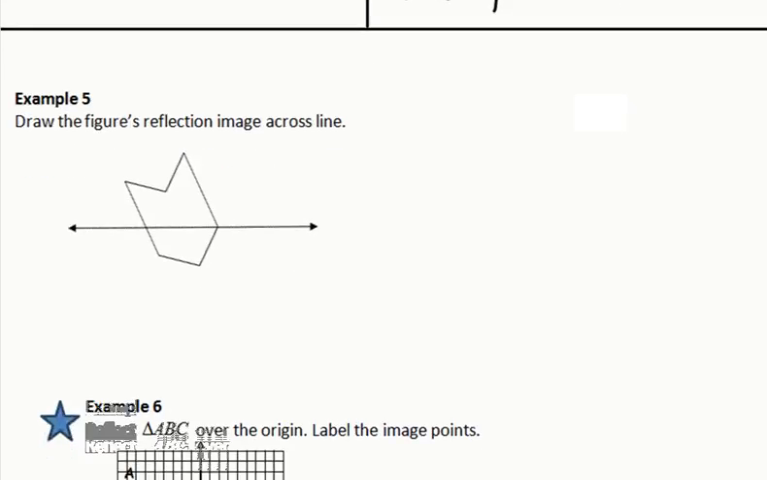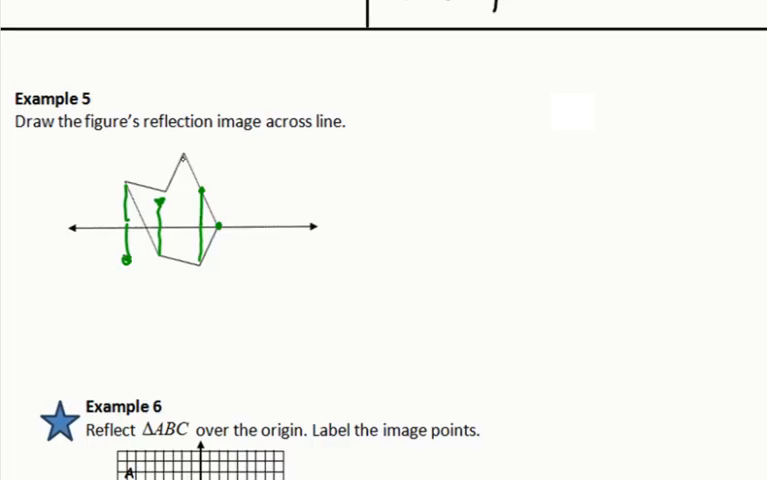So draw the figure's reflection image across the line. This one's tough because some points are on opposite sides of the line. So if we look at this, I'm just going to go like this. I'm going to say that same distance will be right about here. This one is going to stay on here. This one, perpendicular line going here, go to about right here. We've got here, same distance over here, about right here.